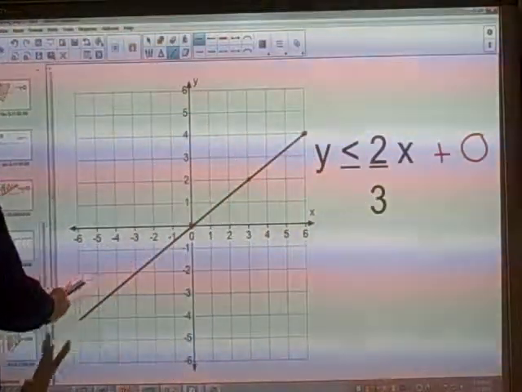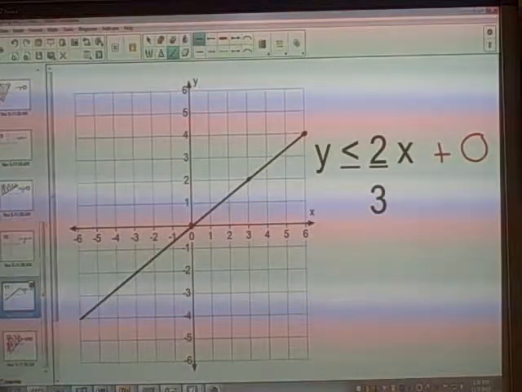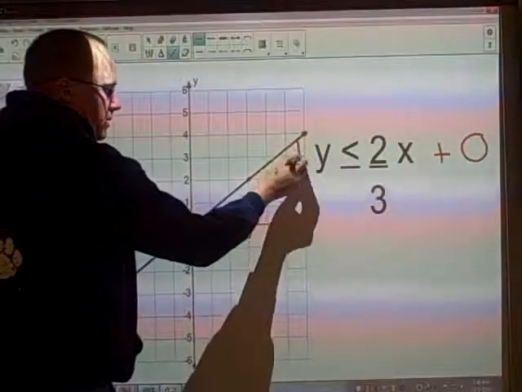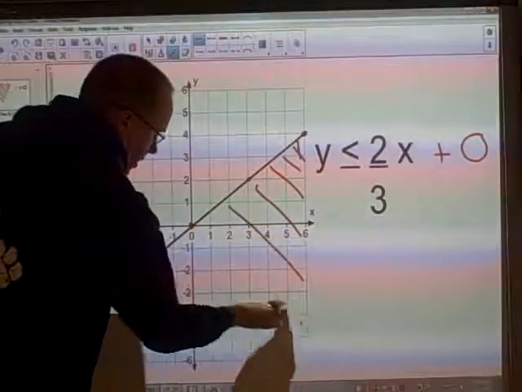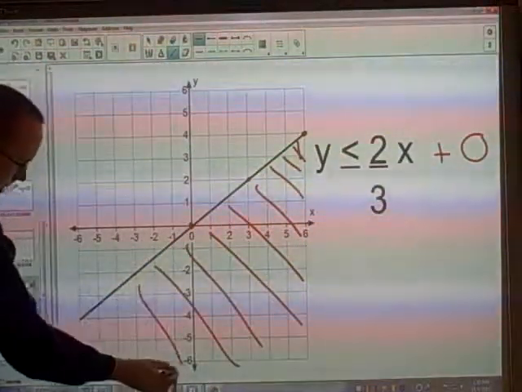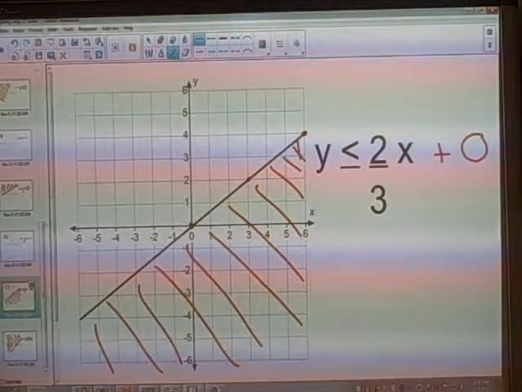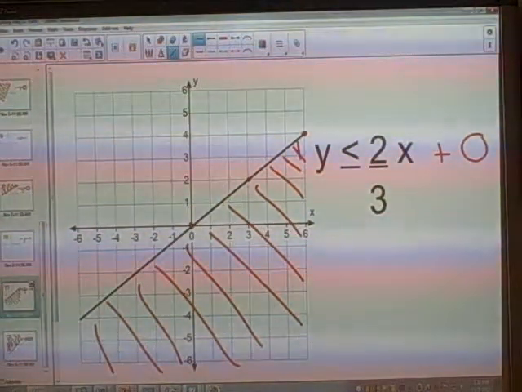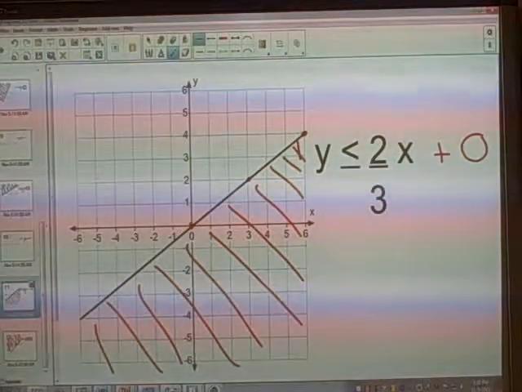Equal sign, so I'm going to leave this as a solid line. This one says less than. For a positive number y, it means I'm going to shade below the line. So in other words, this part all the way down here. And as you can see from those examples, once you've got the idea of drawing those graphs, it's actually a fairly quick process to go ahead and actually draw a graph that's in slope-intercept form.